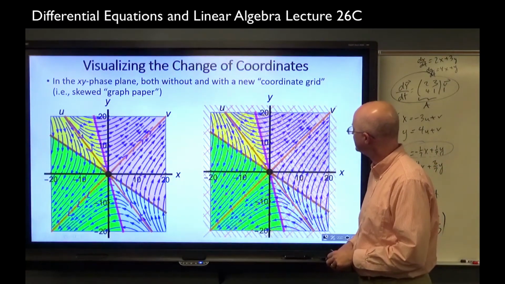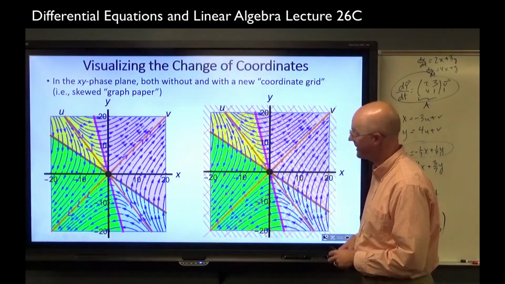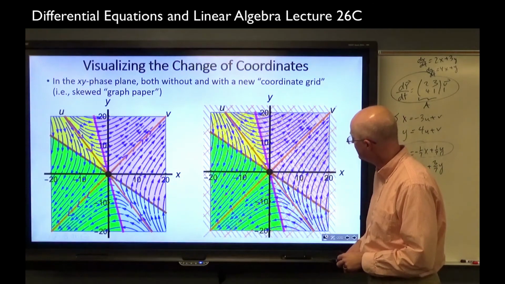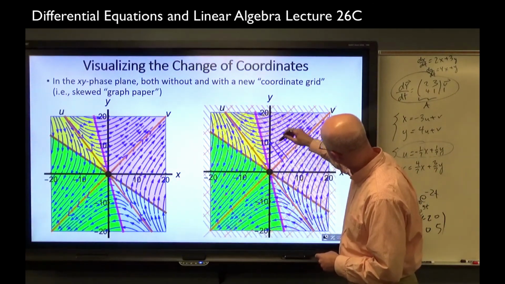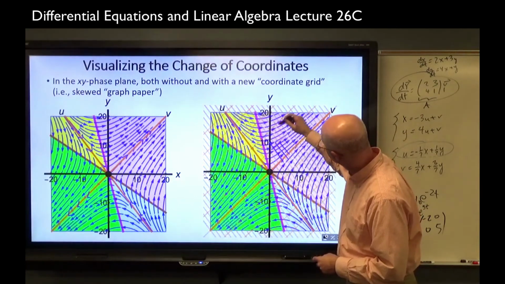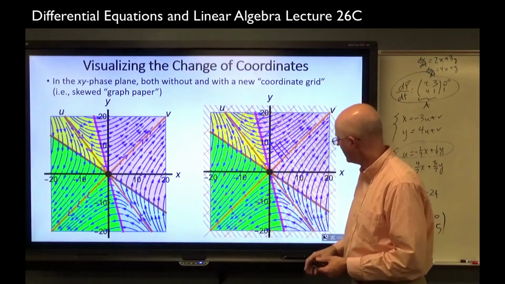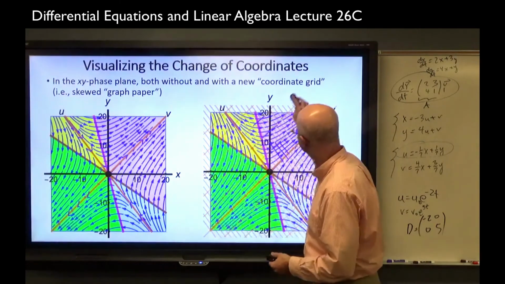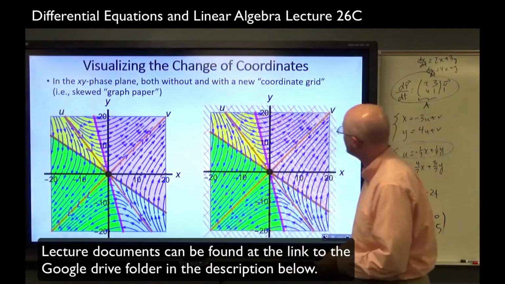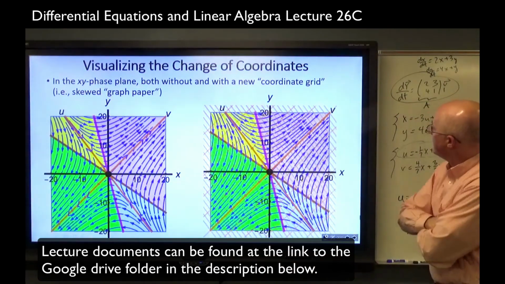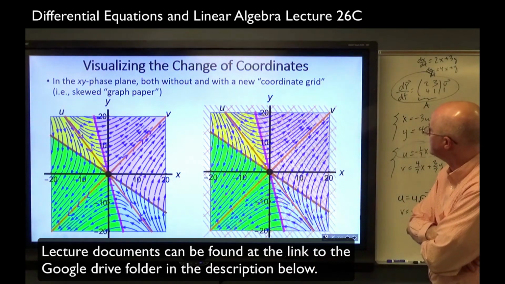This would be the corresponding skewed graph paper in the light orange color that I hope is not too hard to see. You can see these lines here. Hope it's not too hard to see. You can download the PowerPoint if you want to see them better. That would be my slanted graph paper, my skewed graph paper for the new coordinate system UV.